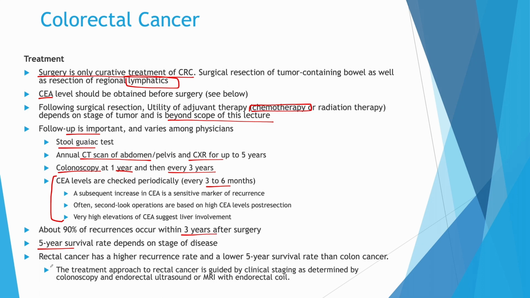Now, it is known that rectal cancer alone has a higher recurrence rate and a lower 5-year survival rate. And the treatment of rectal cancer is a little bit different than colon cancer. So you can use some more localized diagnostic tools such as endorectal ultrasounds and MRIs.